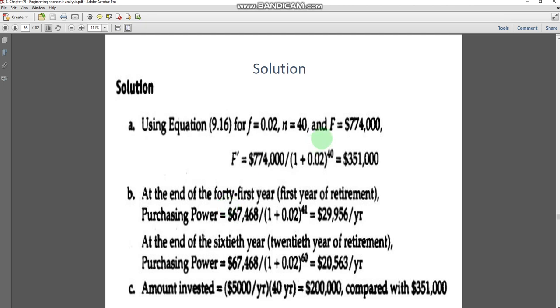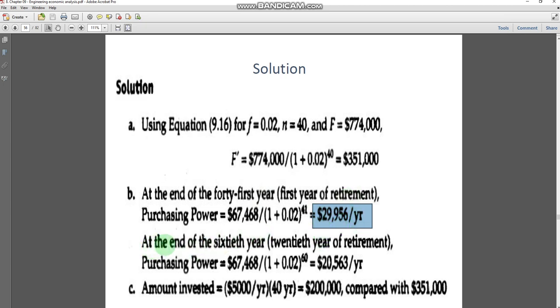So we can use the same equation, f dash. This one is the f here, divided by 1 plus inflation to the power 41. So after 41 years, the buying power would be equal to $29,956 per year. Although you can have this amount of money, $67,468, this money would be equivalent to $29,956 per year when you include the inflation also.